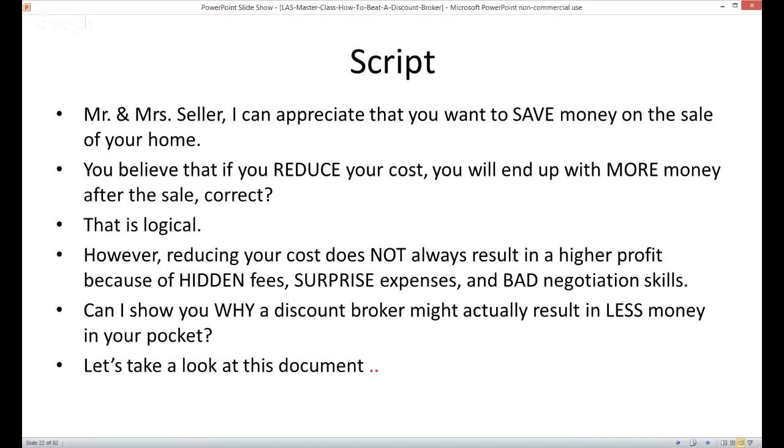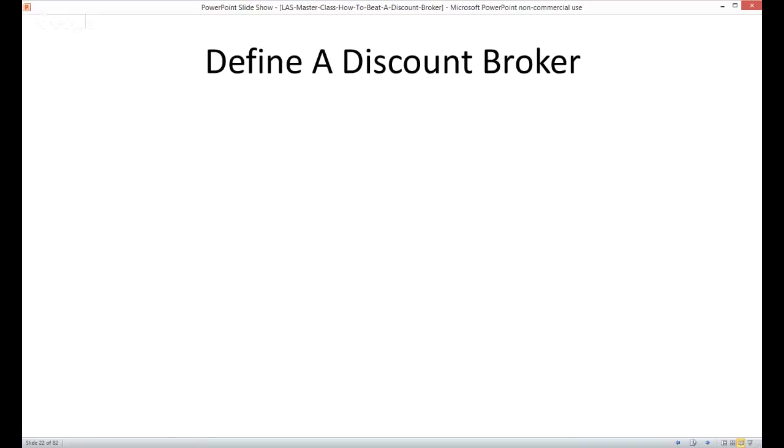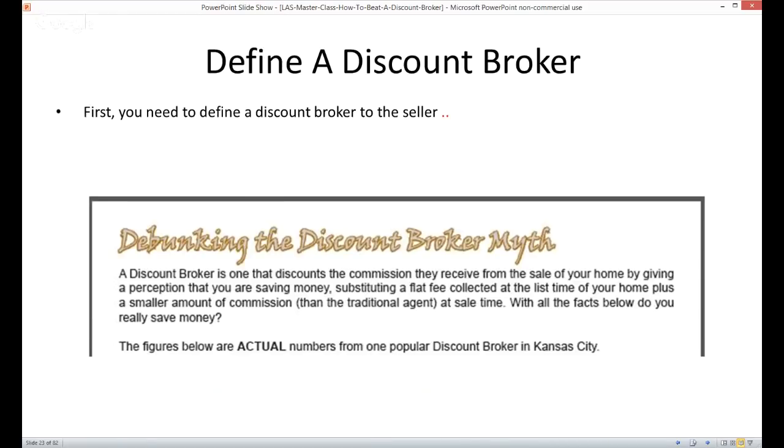Let's take a look at this document. And then she's going to pull this out of her briefcase. It's already been prepared, and she's going to put it down and start walking through it. So let's look at this document that she has.